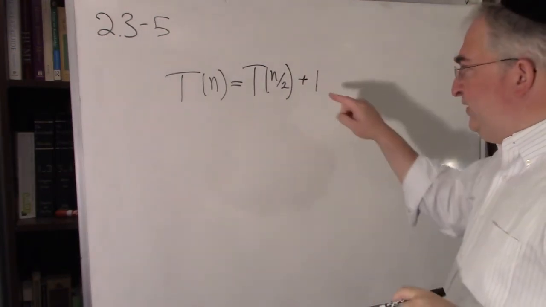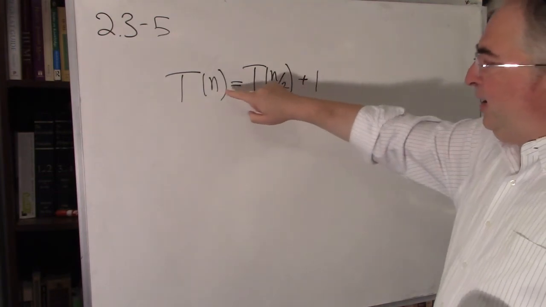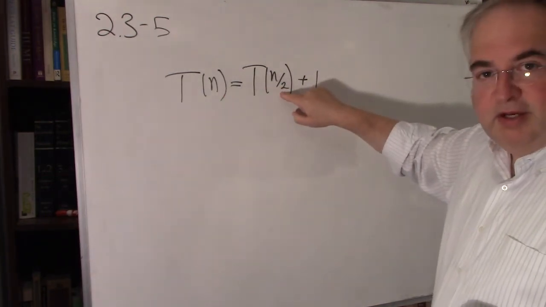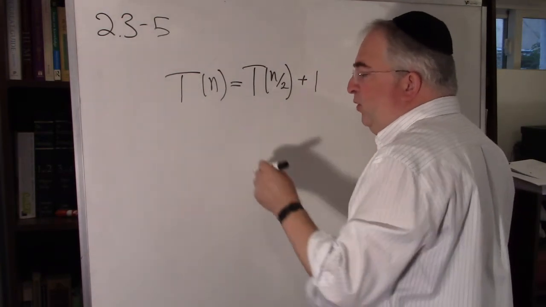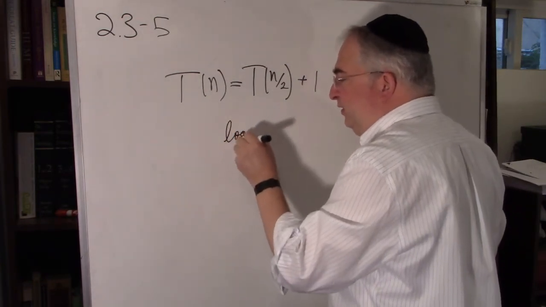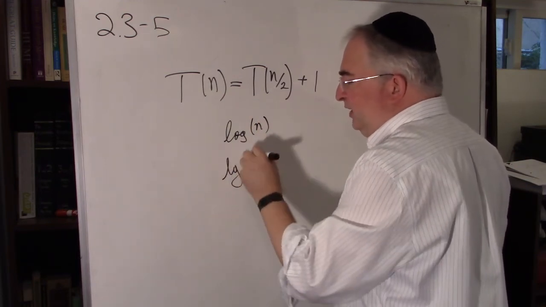What this means is that every time I can split the number, I add 1. Question, how much work is that? Well, it turns out that that's the logarithm of n. We write it fancy like this.